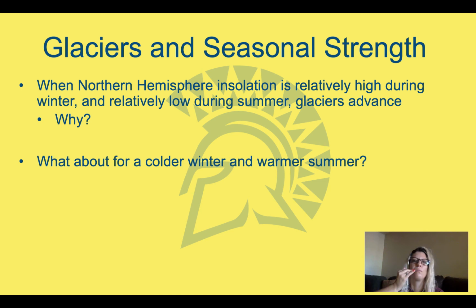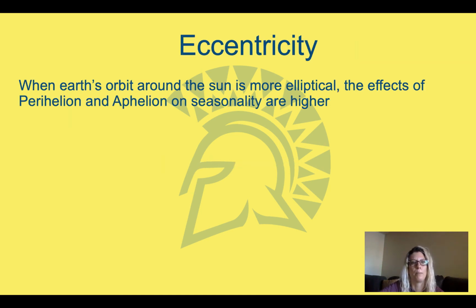So what would happen during those time periods? That has everything to do with the eccentricity, that is, Earth's orbit and how it changes from elliptical to more circular. So when the Earth's orbit around the sun is more elliptical, the effects of perihelion and aphelion, which is when we're closest and furthest away from the sun, on seasonality are greater. And that's where I was showing you that picture where you could see the circular versus the oval, and how during perihelion and aphelion, that would definitely affect our seasons due to the tilt of the Earth.